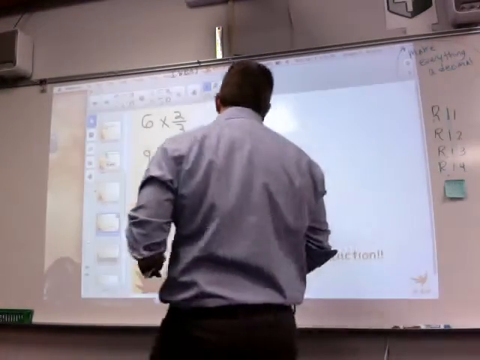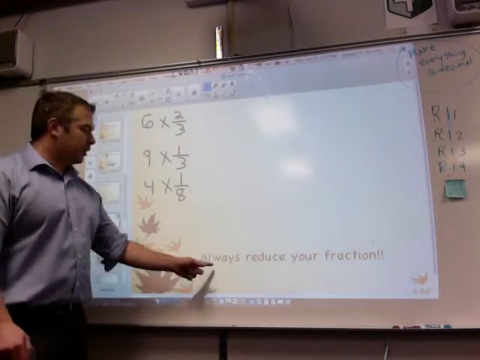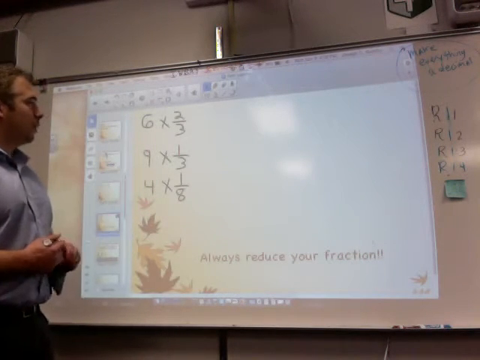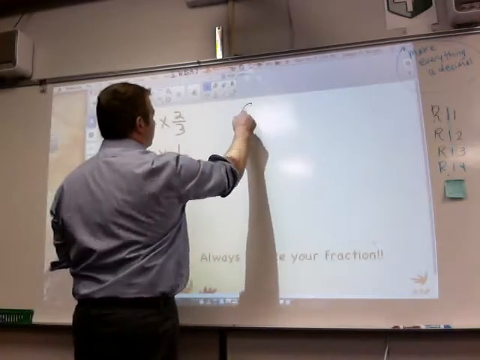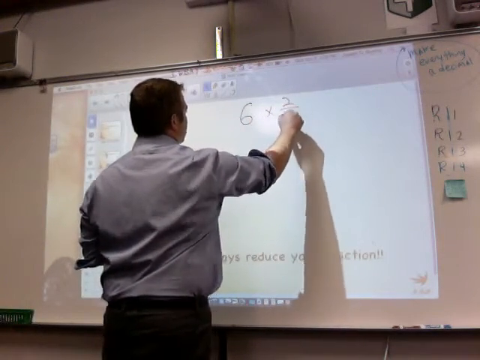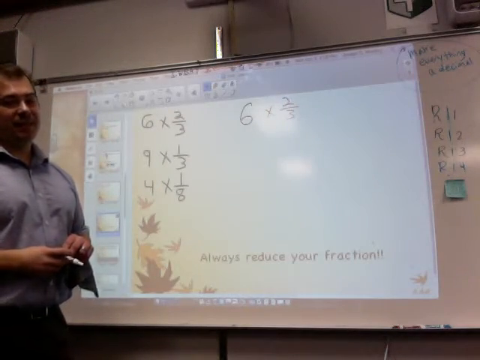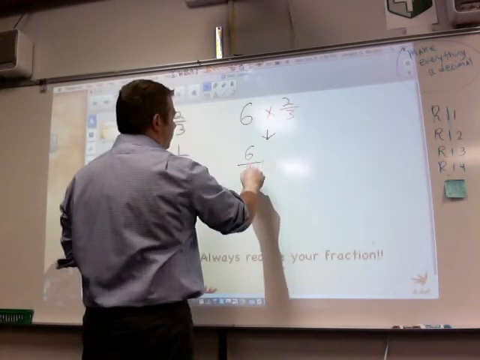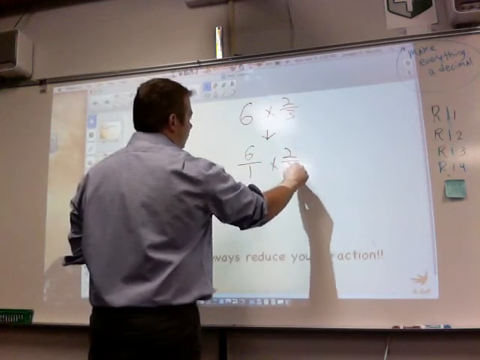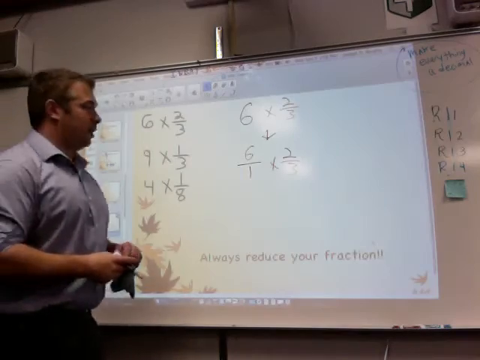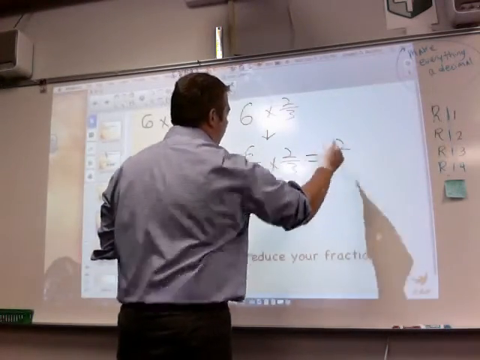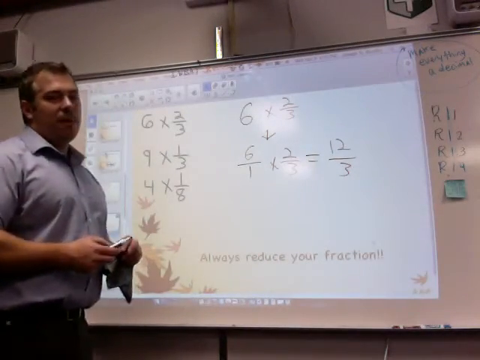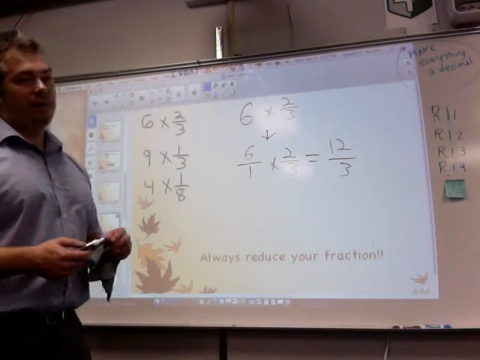Let's take a look at a few more examples. And down here I wrote a quick note to us. Always reduce your fraction if you have to. The last time we didn't have to, but this time we will. So my first example is 6 times 2/3. Well, we already know that 6 is really 6 over 1. So as I rewrite this question, I have 6 over 1 times 2/3. Well, 6 times 2 is, you guessed it, 12. And 1 times 3 is 3. So now I'm left with 12 over 3.